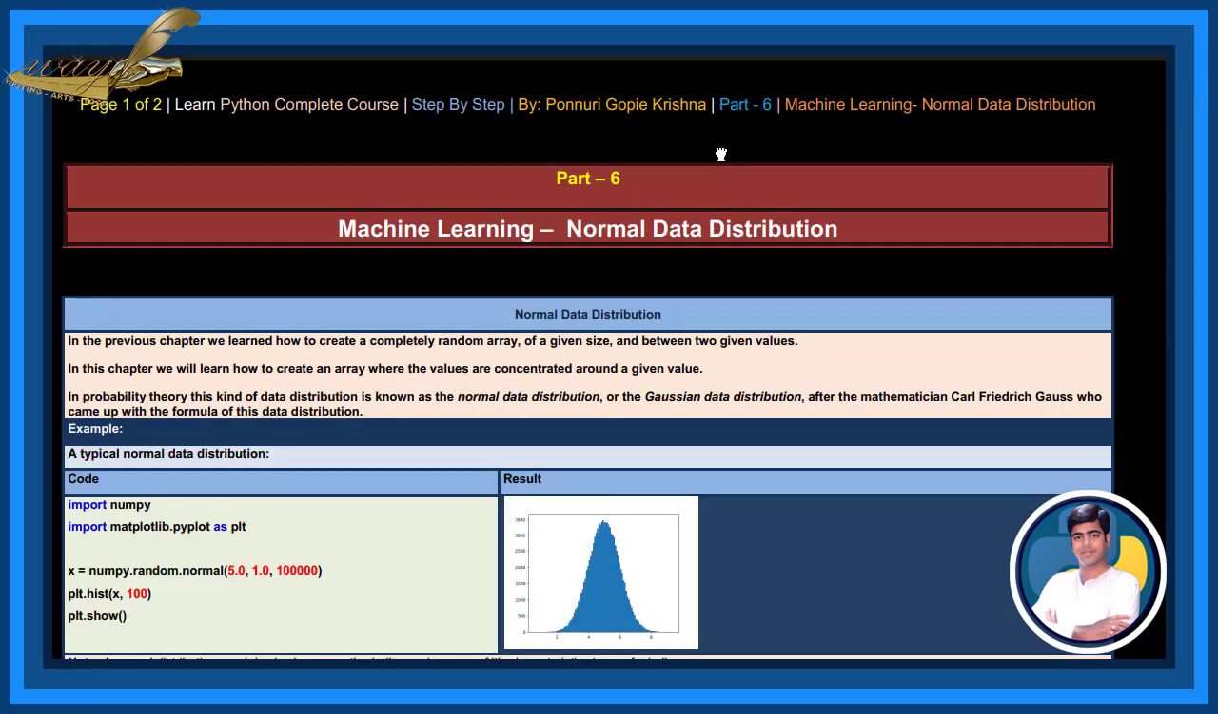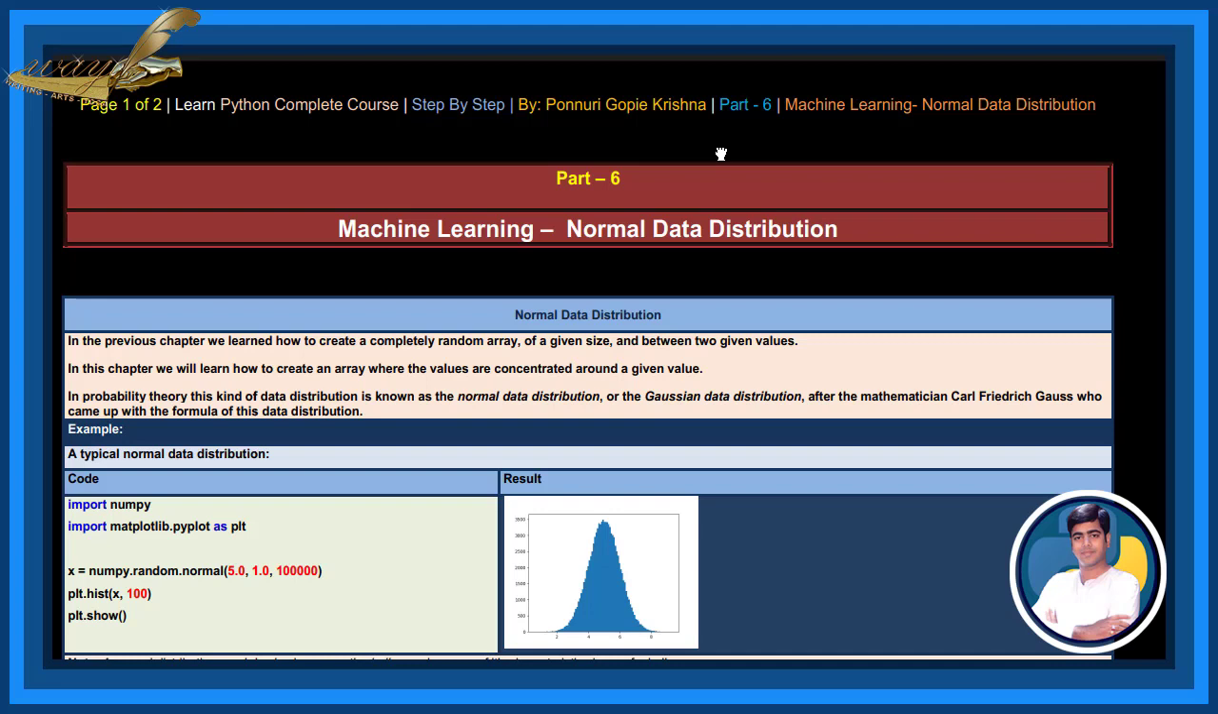In this session, let us learn about machine learning normal data distribution. In the previous chapter, we learned how to create a completely random array of a given size and between two given values. In this chapter, we will learn how to create an array where the values are concentrated around a given value.